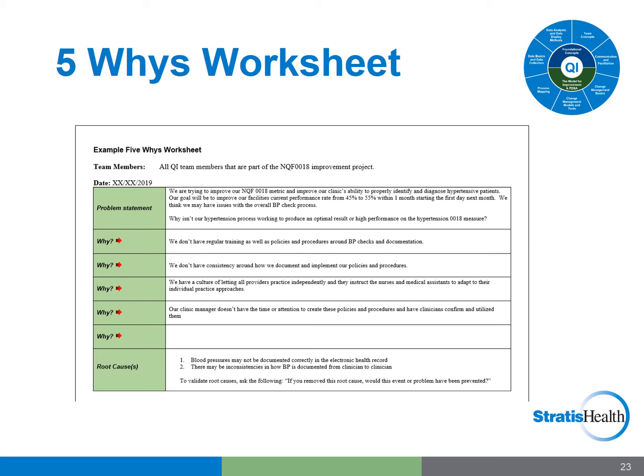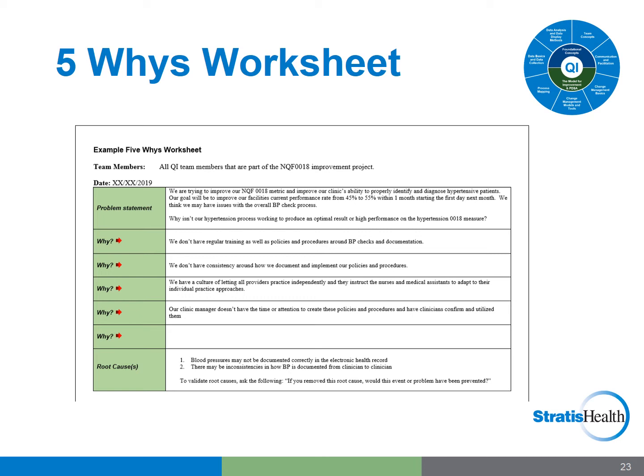Here are the results of the clinic running through the 5 Whys worksheet. Problem statement. Our project goal, response to question 1 of the model for improvement, could be translated into the simple question of, why isn't our hypertension process working to produce an optimal result or high performance on the hypertension 0018 measure? The team responded as follows. First why. We don't have regular training as well as policies and procedures around BP checks and documentation. Second why. We don't have consistency around how we document and implement our policies and procedures, especially not around hypertension.